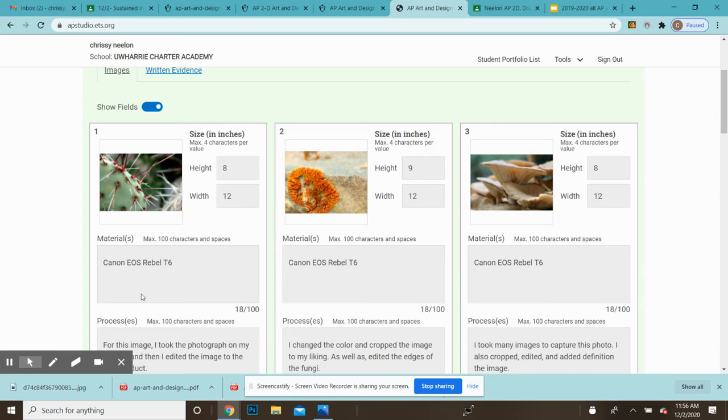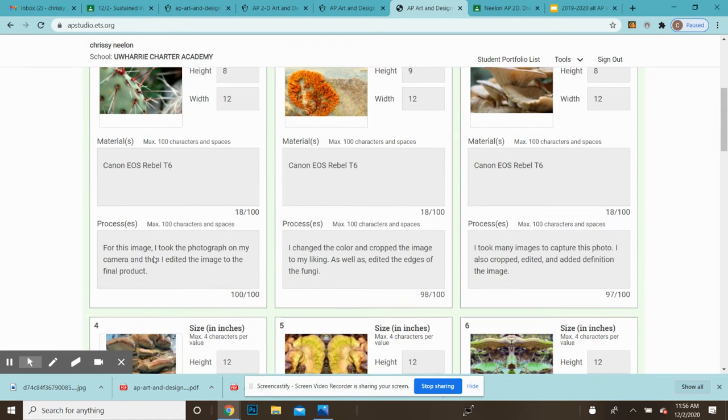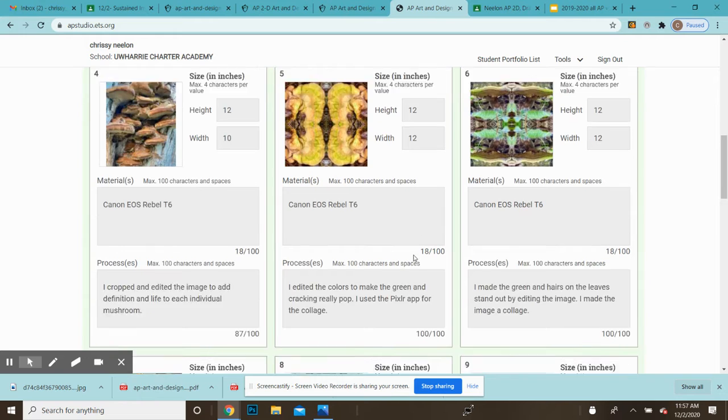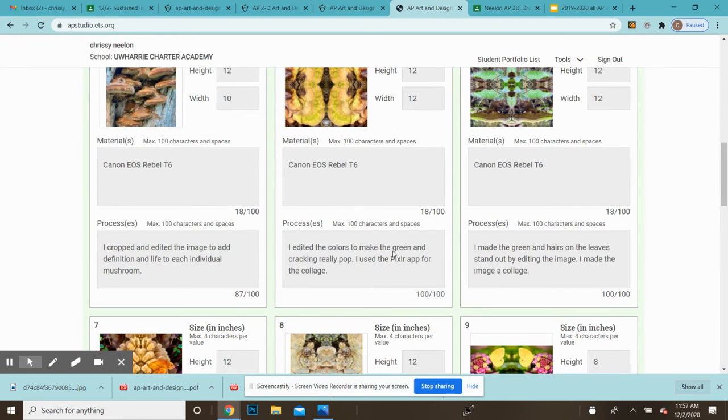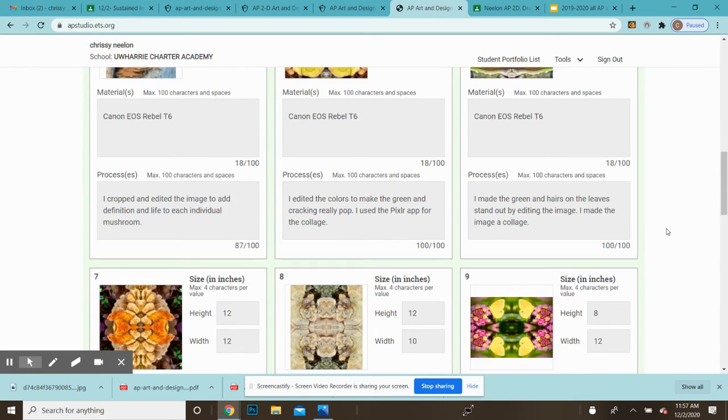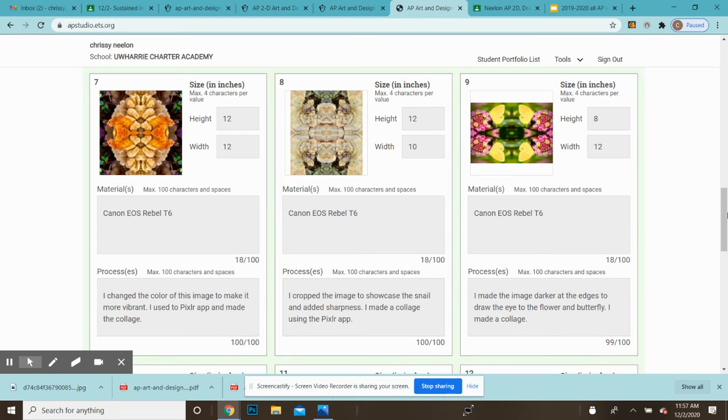And then processes, and she can talk about this, but she needs to talk about how she digitally altered. I don't know that I would put specific apps that you used, unless it's Photoshop, and that sounds good. But I don't know if they would even know the Pixlr app. So I might take that part out.